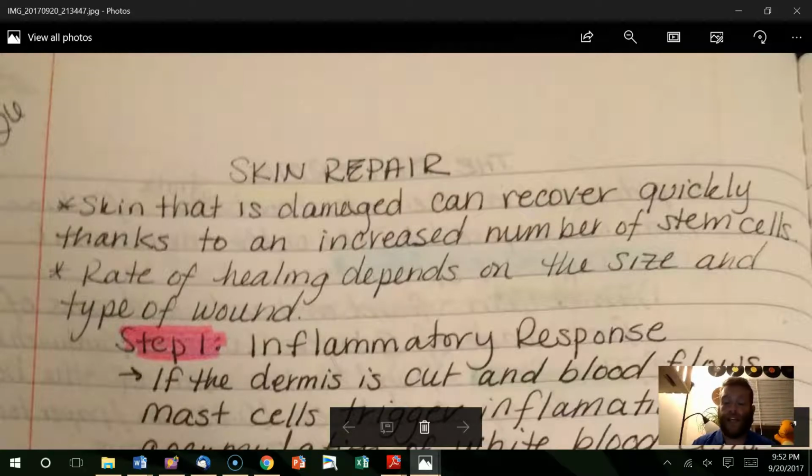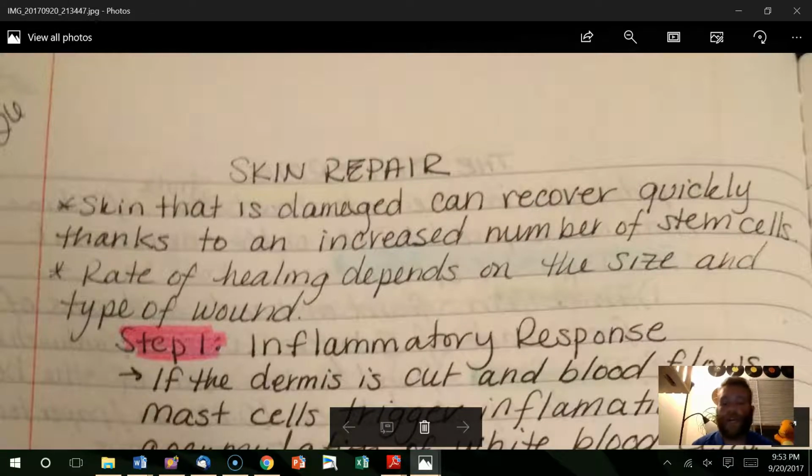So again, thanks to skin's containment of a lot of different types of stem cells, not only those that are in our stratum germinativum or stratum basale in our epidermis, but also the fact that we have fibrocytes and stem cells in our dense and loose connective tissues, those help speed up the rate of healing. So skin itself can heal pretty quickly, or at least try to protect itself pretty quickly in case there is a severe type of wound.